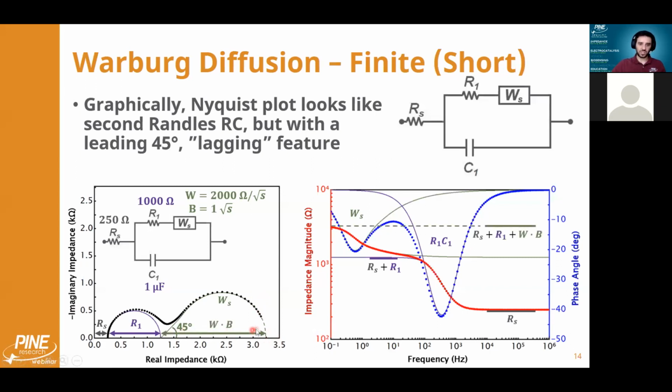And so it actually is like its own Randall's element, and the constant, or the width of this sort of pseudo semicircle, is equivalent to w times b. That's like the resistor value of this Warburg short.